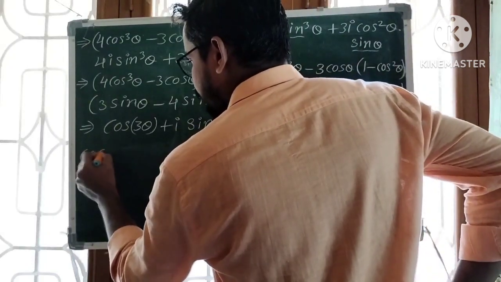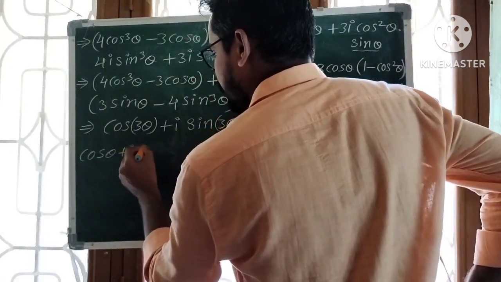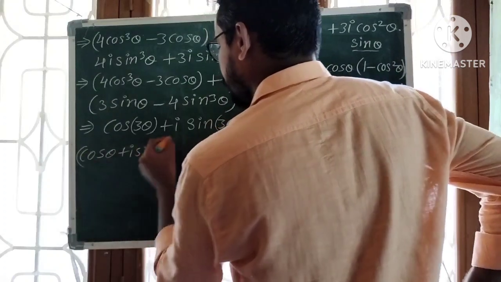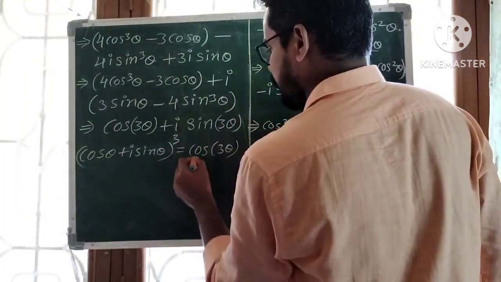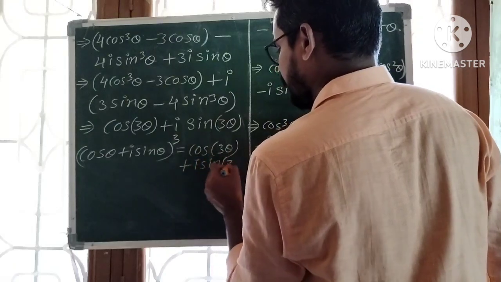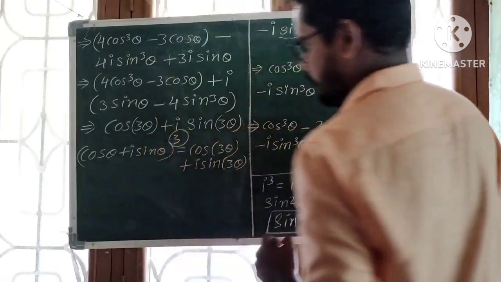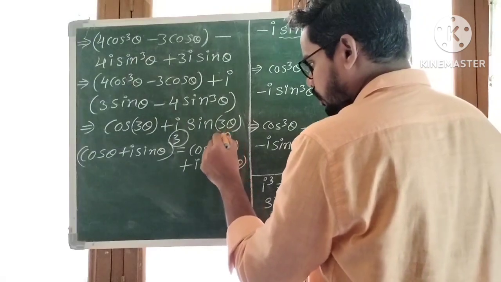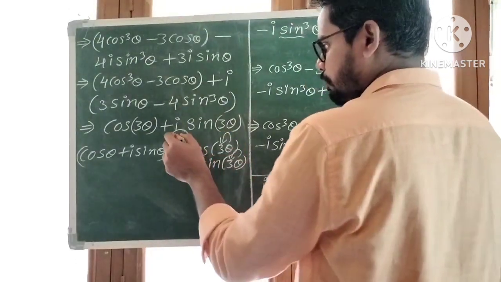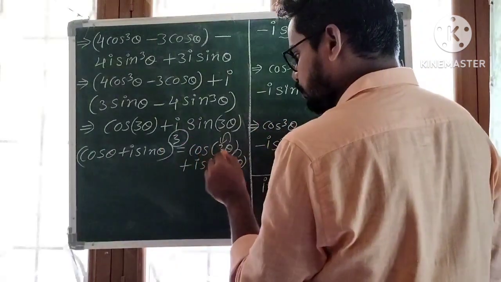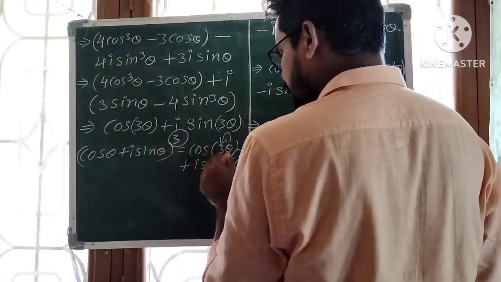So therefore (cos theta plus i sin theta) whole cube is equal to cos 3 theta plus i sin 3 theta. So here the power is 3, so we multiplied the argument with 3: 3 theta. Here power 2 means we got 2 theta. Power 1 means 1 theta.